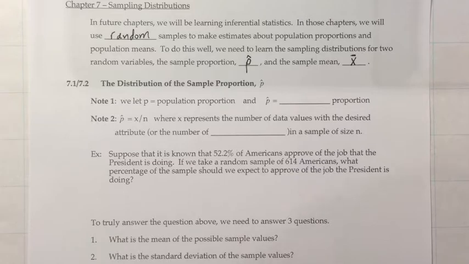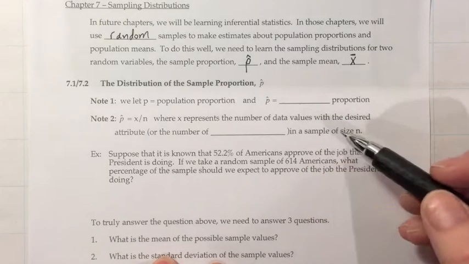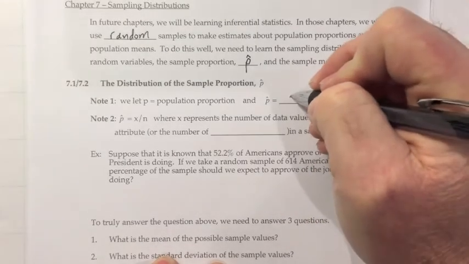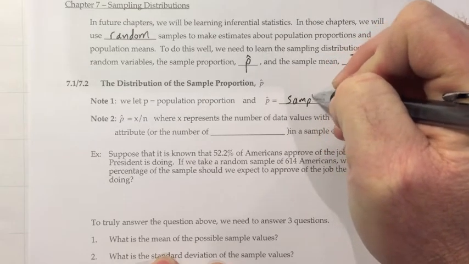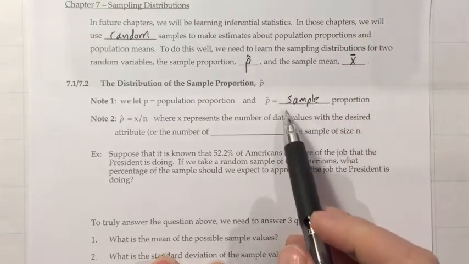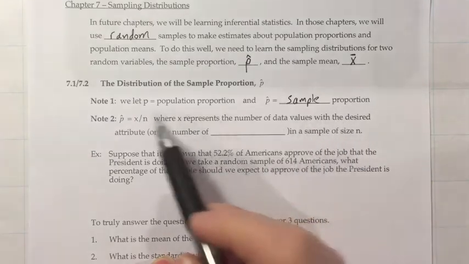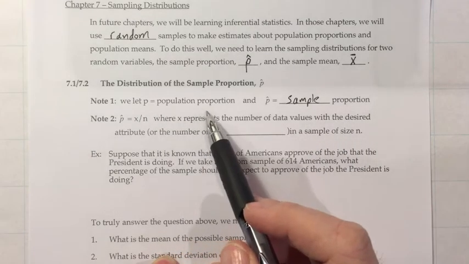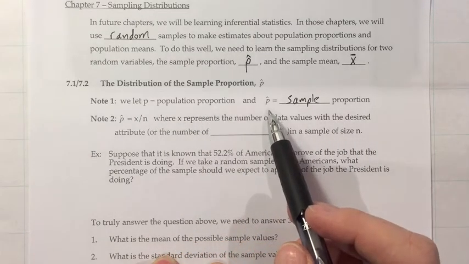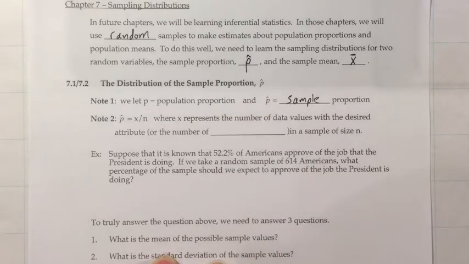So our first note is that we're going to let a lowercase p represent the population proportion. And then, as we mentioned just above, we're going to let p hat be the sample proportion. So for the mean, x bar would be a sample mean, and mu would be the population mean. So these are the symbols that correspond to that when you're talking about proportions.